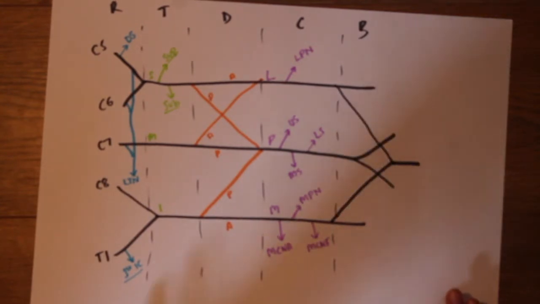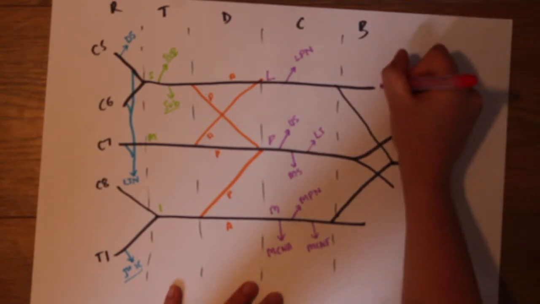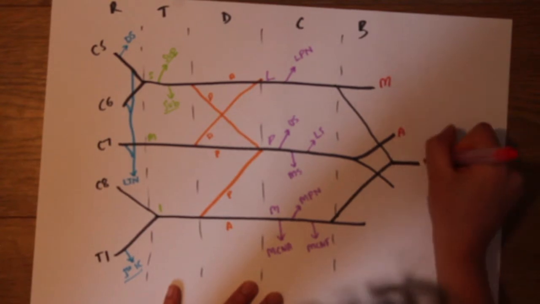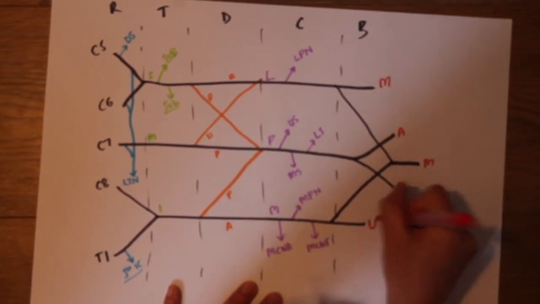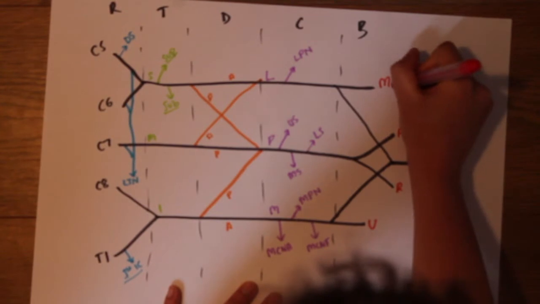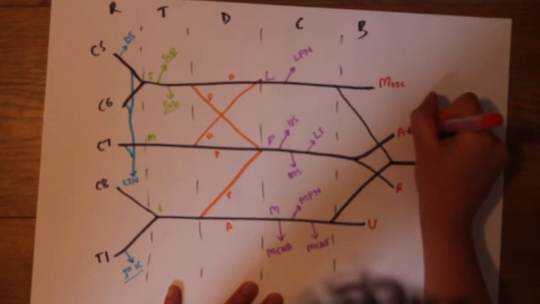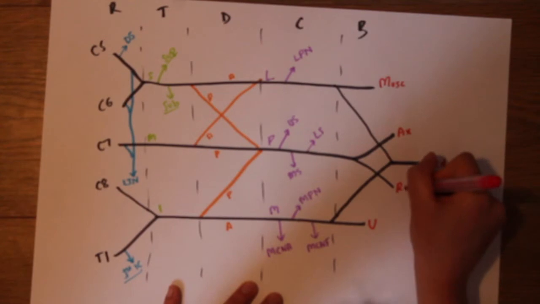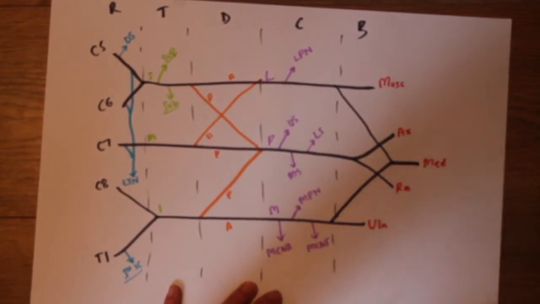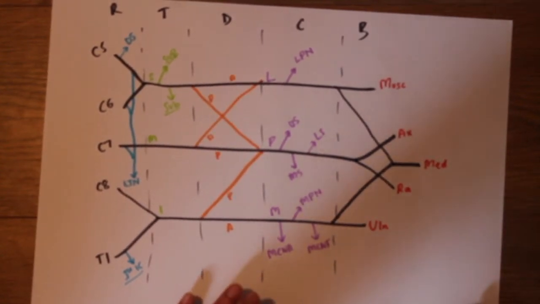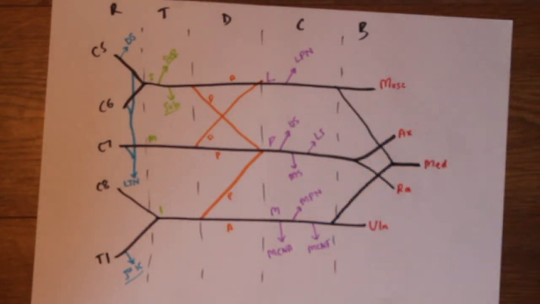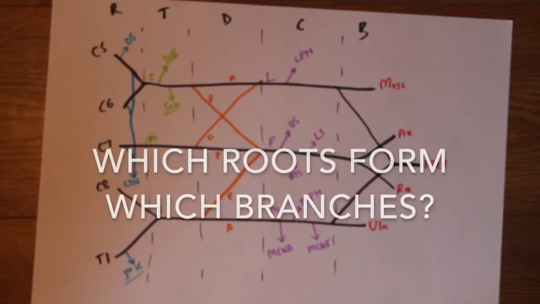So in order to remember which branches happen here, we can use the mnemonic, "My arm must reach up." That means musculocutaneous nerve, axillary nerve, median nerve, radial and the ulnar nerves. Because of all the mixing and matching that goes on from the roots to these terminal branches, it can be difficult to remember which roots combine to form which branches.